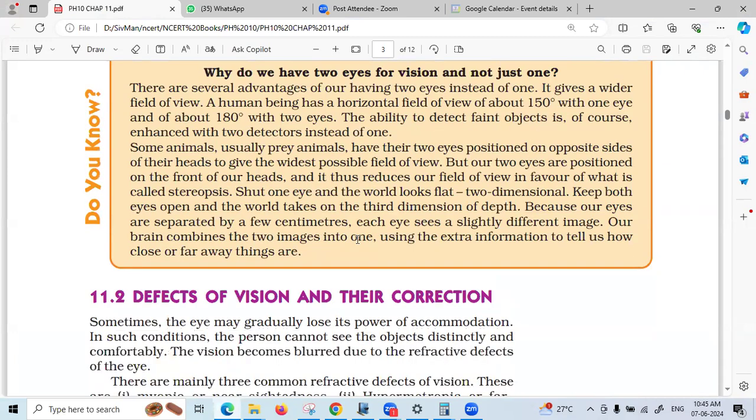And one more thing he's saying, some animals will have two eyes, not on the same side, but on opposite sides. Humans cannot see what is there behind you unless you turn your head. But some animals can have one eye in the front, other eye in the back, so they can see all around. But if these animals have got one eye in the front, one eye in the back, they don't have the information of the depth or the distance of the object. So that thing they will lose.